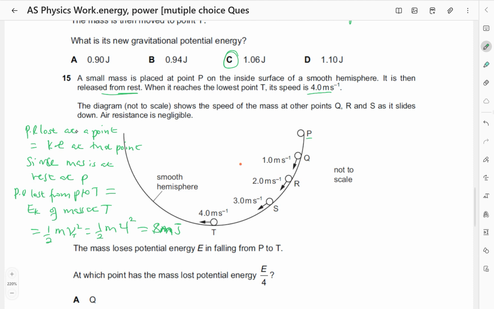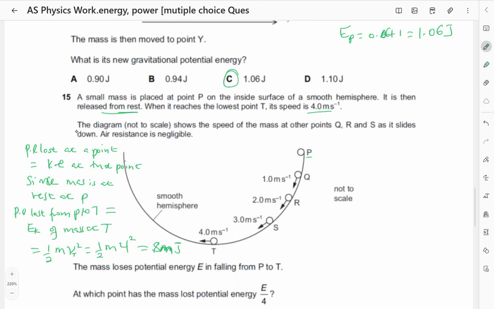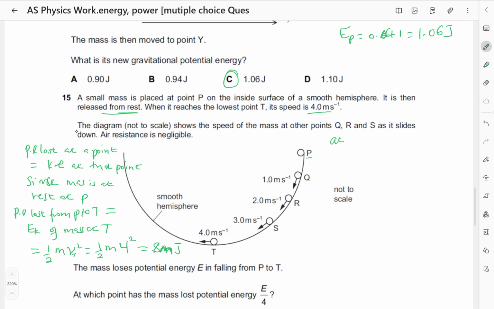Okay, so at rest at P, kinetic energy was 0. Note that very carefully. At P, when it was at rest, kinetic energy was 0. And the total energy there was only potential energy, which we have got as 8 times m joules. 8 times m joules. That is at P.